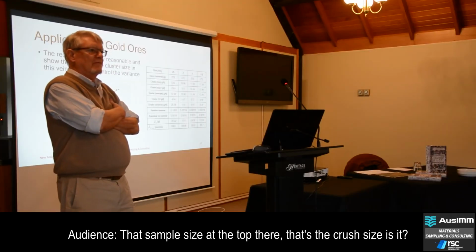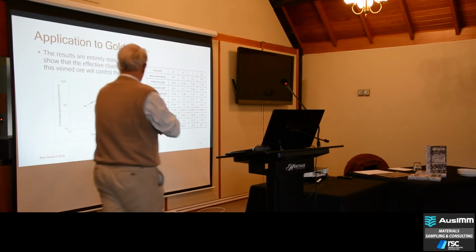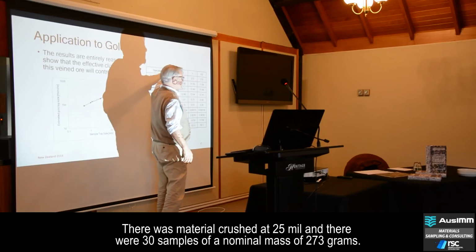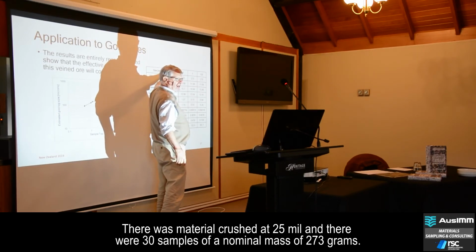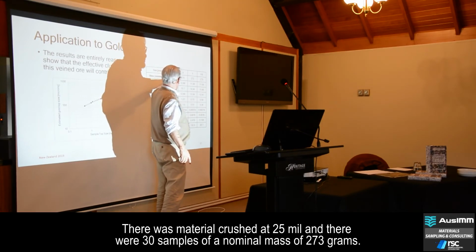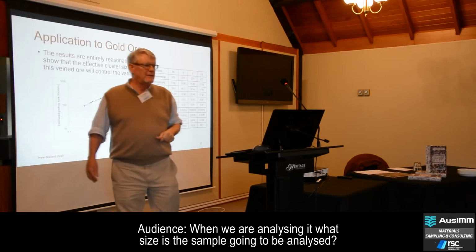Yeah, that sample size on the top line there, that's the crush size of it. There was material crushed to 25 mil, and there were 30 samples of a nominal mass of 273 grams. When you analyse it though, what size do you get?